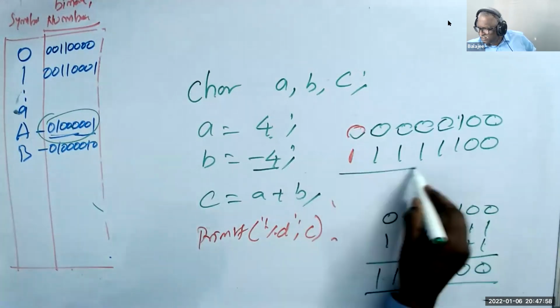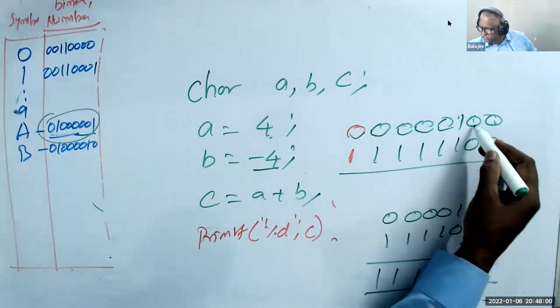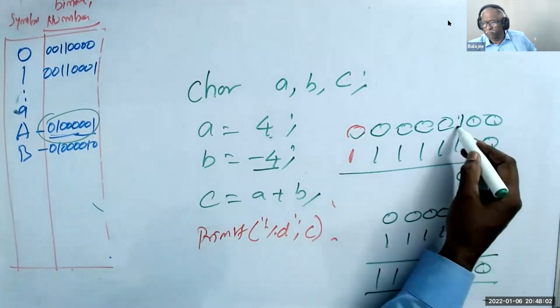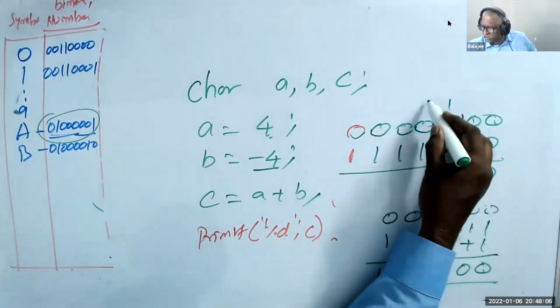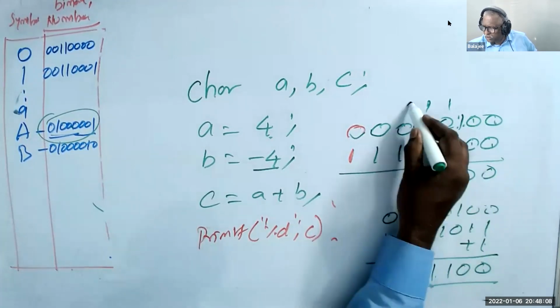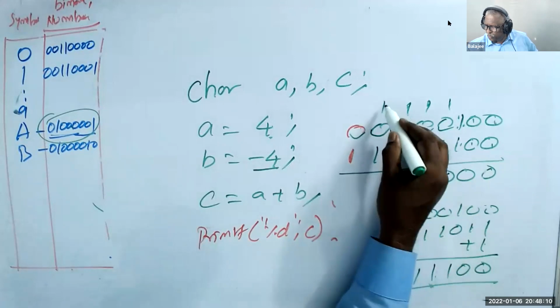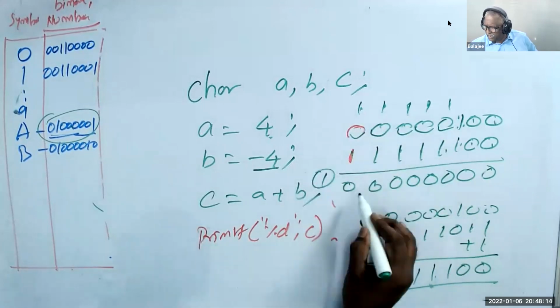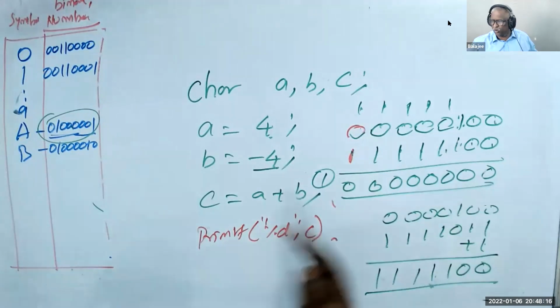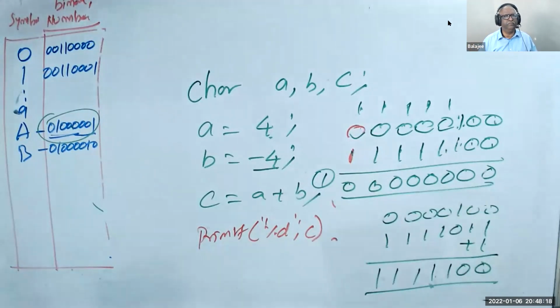Now you add it. 0 plus 0, 0. 0 plus 0, 0. 1 plus 1, 0 and carry 1 here. 1 plus 1, 0, carry 1 here. Again 1 plus 1, 0, carry 1. The final carry 1 goes off because I have only 8 bits. So I got 0 now. You understand? That's why we always use the 2's complement here.